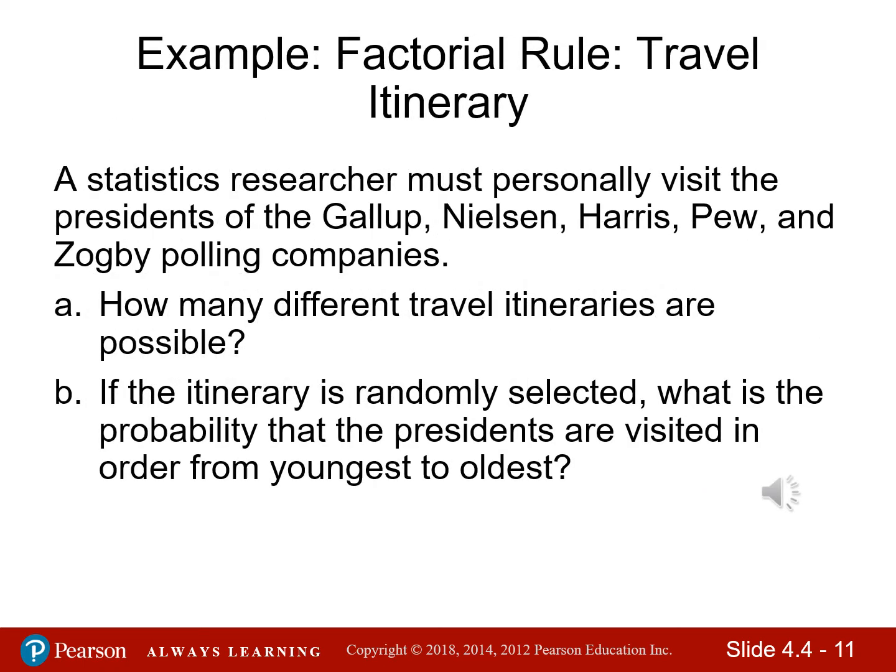Let's consider this example of the factorial rule. A statistics researcher must personally visit the presidents of the Gallup, Nielsen, Harris, Pew, and Zogby polling companies. How many different travel itineraries are possible? And if the itinerary is randomly selected, what is the probability that the presidents are visited in the order from youngest to oldest?